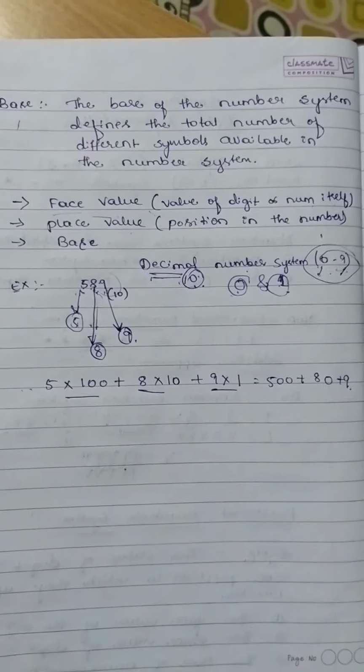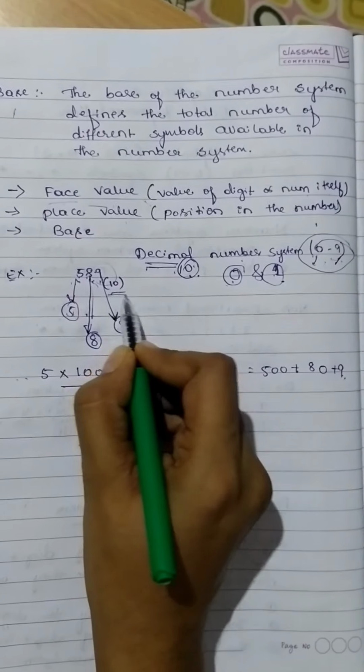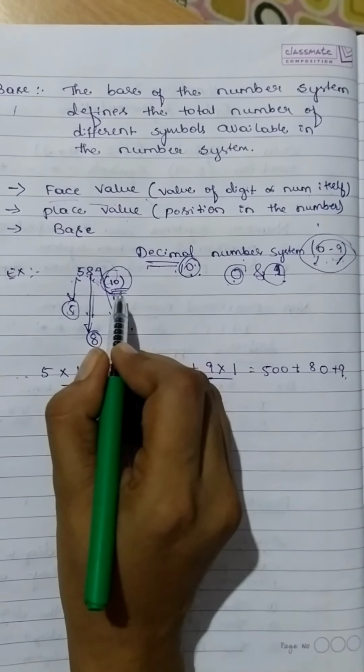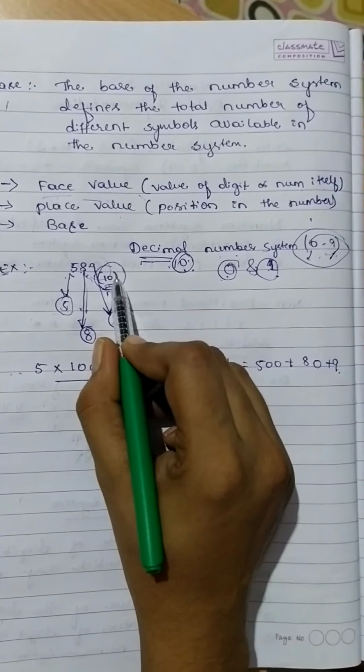Okay, so the base of a number is 10 here, because we can use 10 total different symbols by making use of the decimal number system.